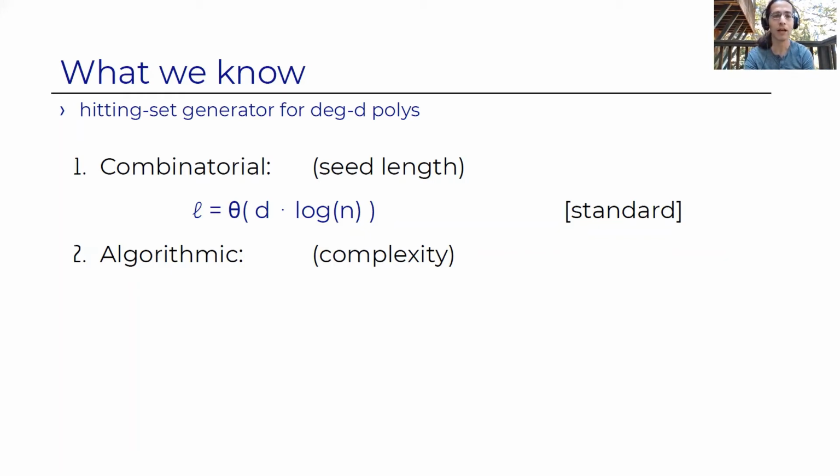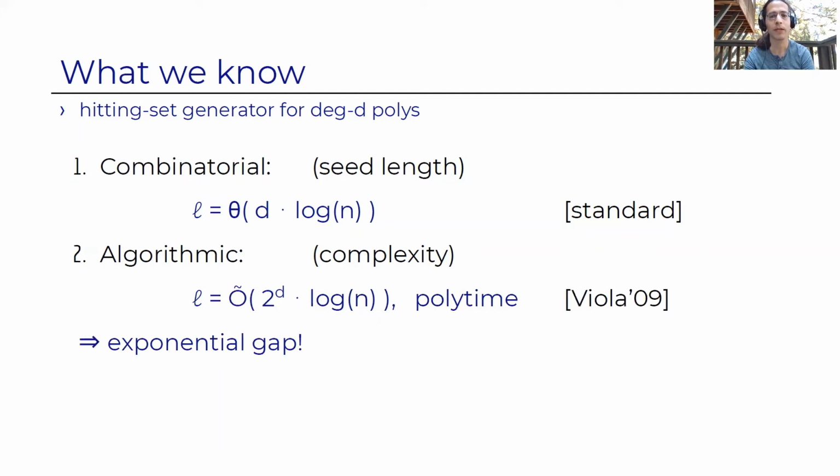And the best algorithm that we know is a polynomial time hitting set generator by Viola from about a decade ago, which unfortunately has seed length exponentially larger than the best one. It's essentially 2 to the d times log n, instead of d times log n. So there is a large exponential gap.